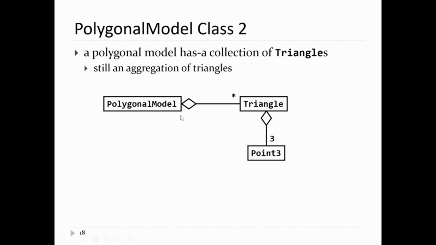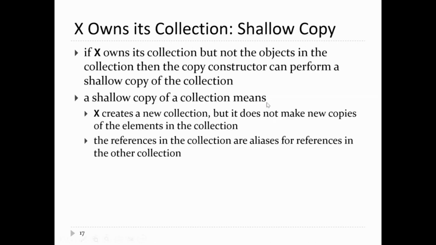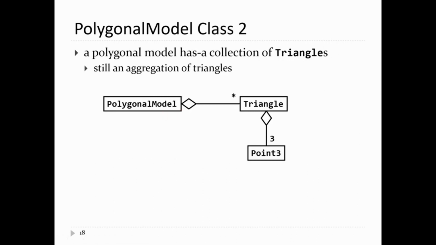Okay, so it's still aggregation if you're drawing the UML diagram and you're drawing the element type here, because the model doesn't own its triangles. Back here, we're making a shallow copy. Both lists contain references to the same triangles, so neither model owns the triangles. So it's still an aggregation of triangles. If you were to draw the list instead, now it would be a solid diamond, so you'd have a composition of a list of triangles. That list would be an aggregation of triangles, and each triangle would still be an aggregation of points. So it's still aggregation of triangles, but it's a composition of a list now.